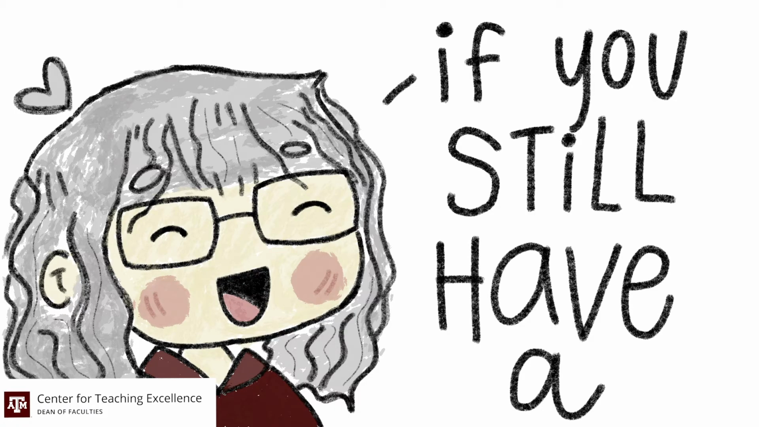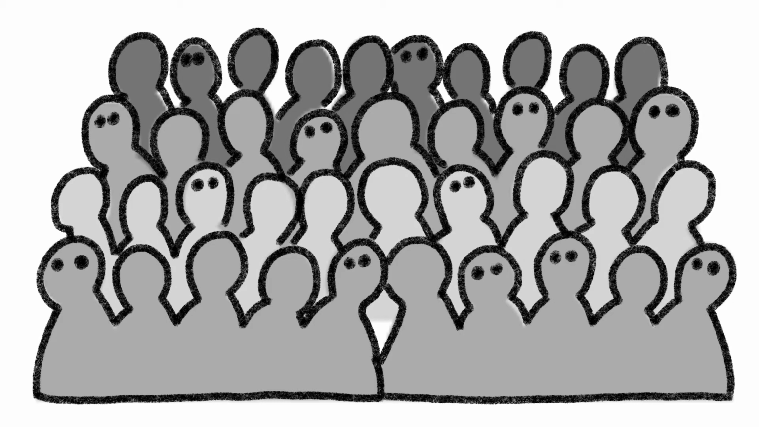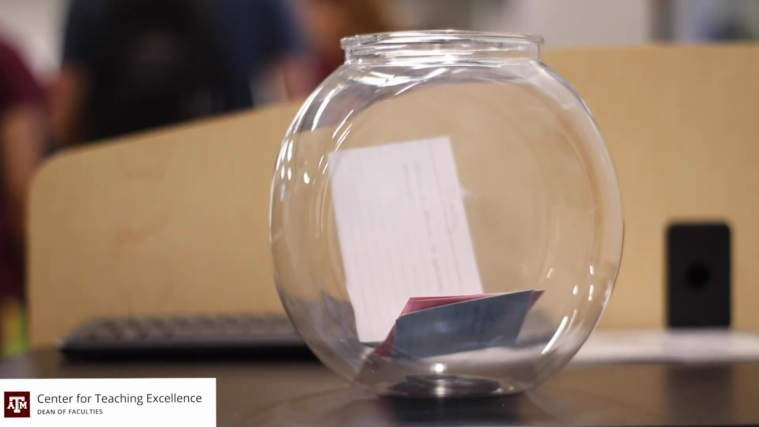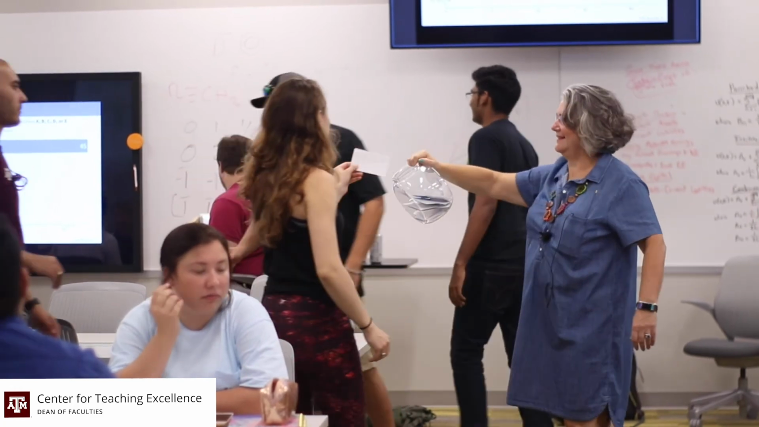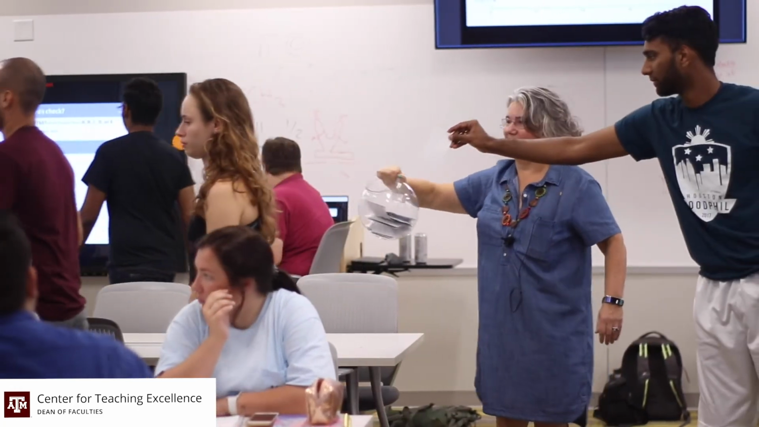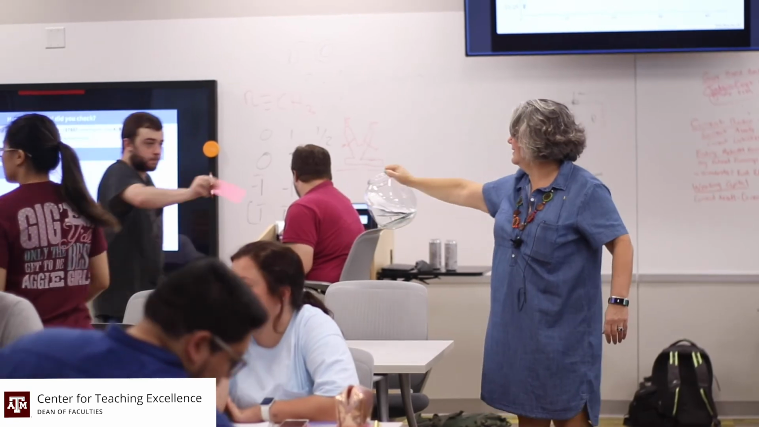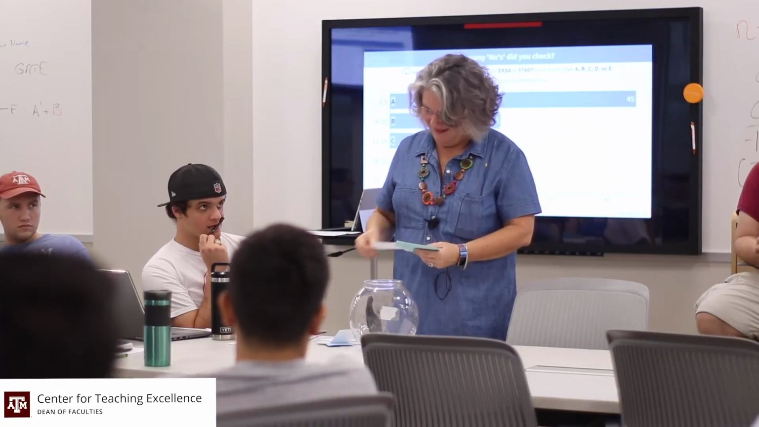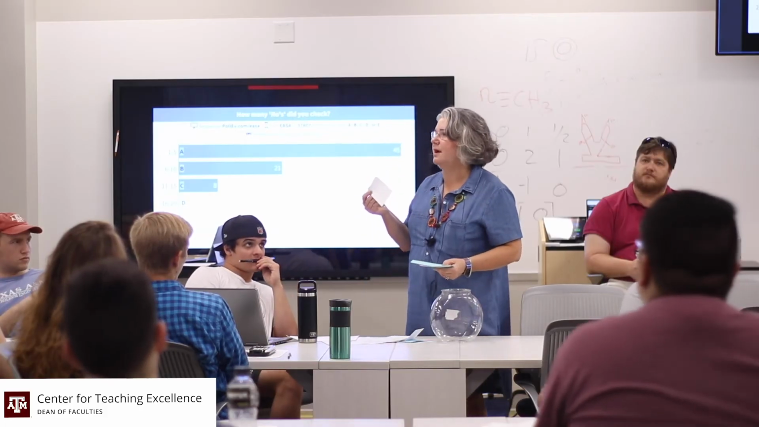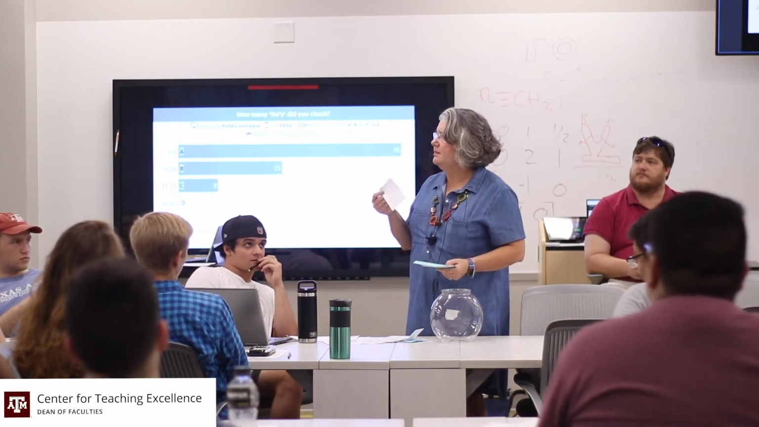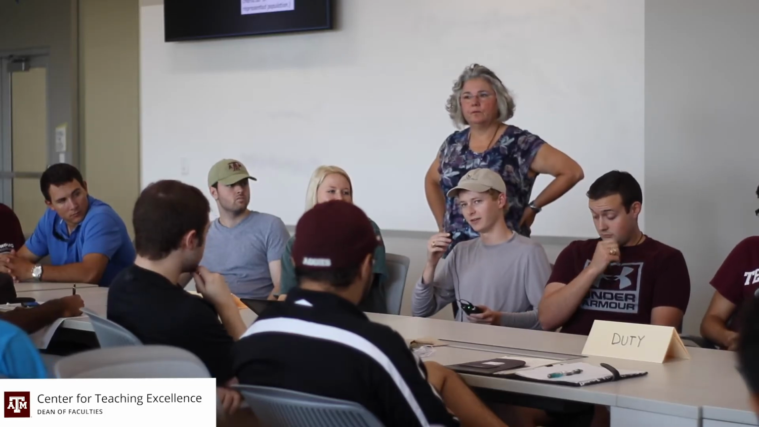If you still have a sea of blank faces with no one prepared to share, the strategy I use is a fishbowl. What I will do is I'll ask the pair to put their answer on an index card, and then I'll collect the index cards in the classroom, and then I'll randomly draw their thoughts out of the fishbowl so that everyone in the class has a chance or an opportunity of their voice being heard. And yet we don't have to go through all 100 responses or all 200 responses, but we'll get a select number of responses and we'll discuss them collectively as a class.